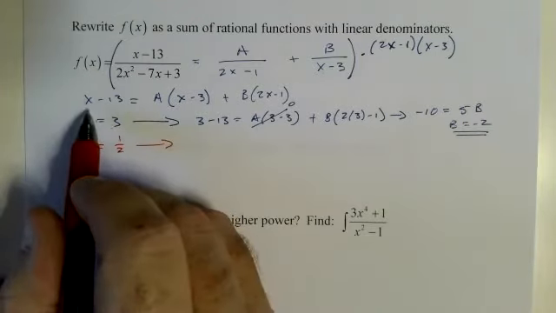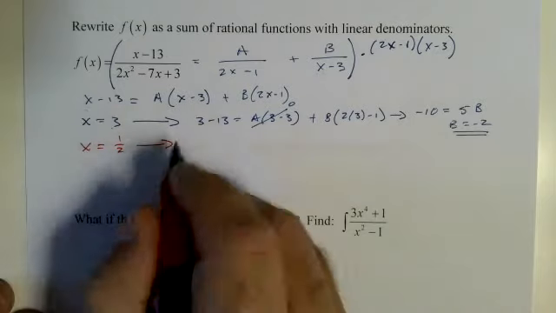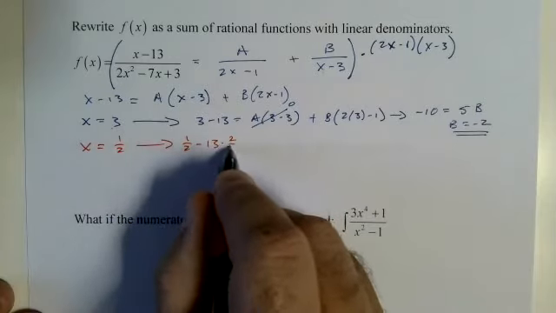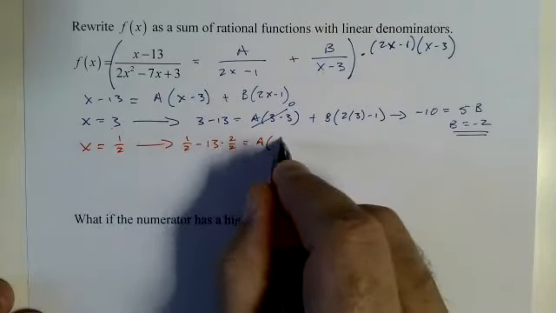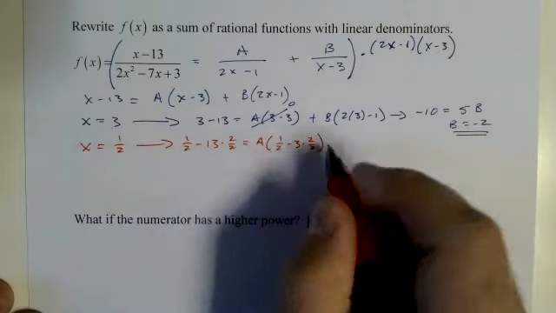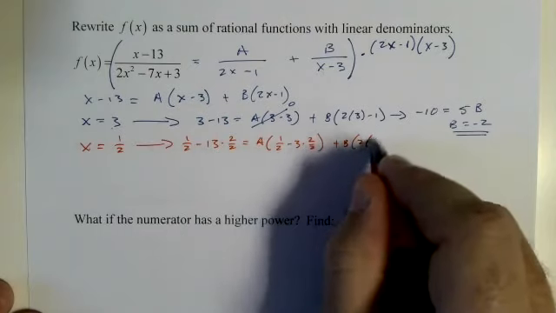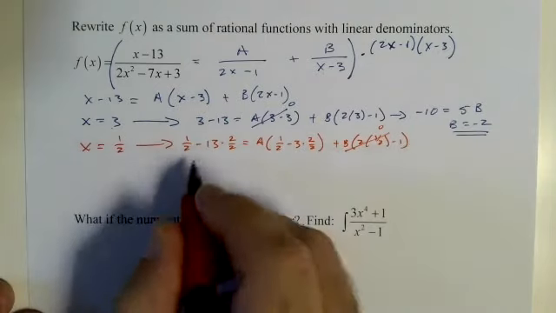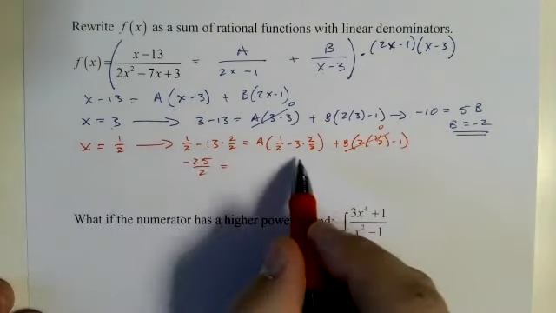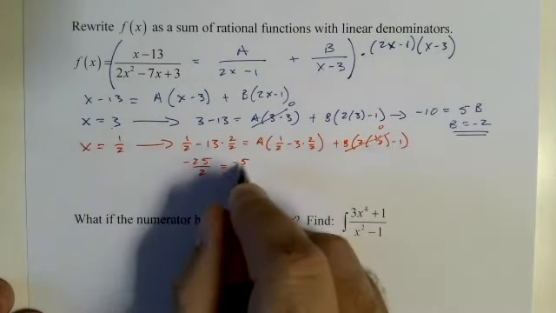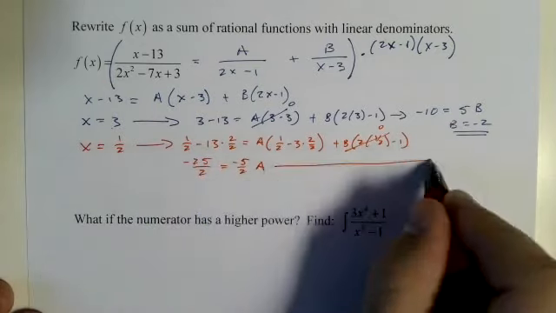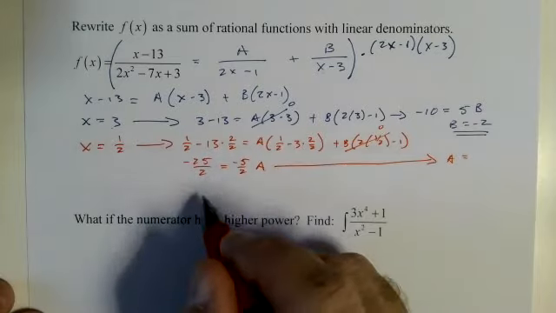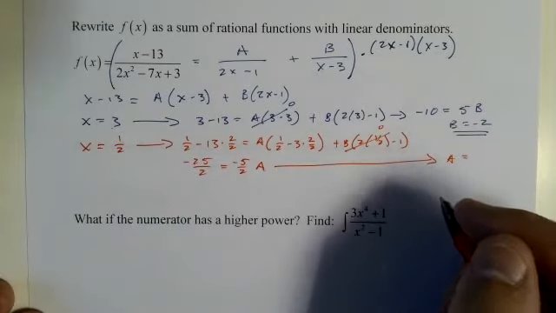Now life gets a little bit ugly. I need to keep things in fractions. I will in a moment. 1/2 minus 13, we're going to call this 26 over 2, equals a times (1/2 minus 3) times 2 over 2, plus b times (2 times 1/2 minus 1), which is 0. So negative 25 over 2 equals negative 5/2 times a. Multiplied by negative 2/5, negatives cancel, 2's cancel, a equals 5.